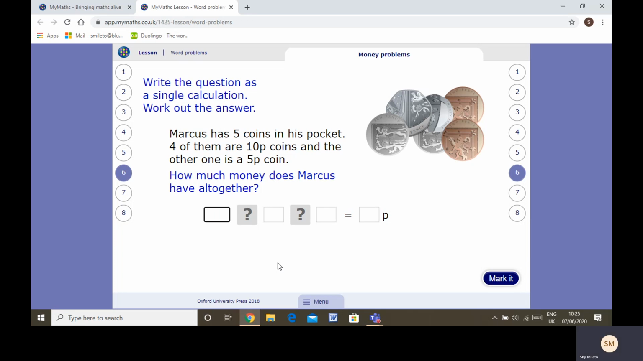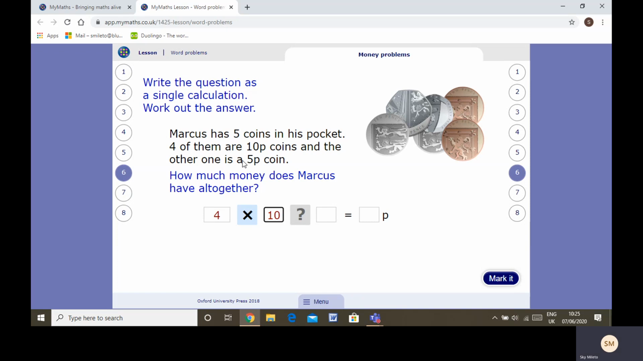Okay, I know that he has 5 coins altogether. 4 of them are 10p, so I'm going to do 4 times 10, because I know he has 10, 10, 10, 10. If I drew them, I would see 4 10p's, so I know 4 times 10.